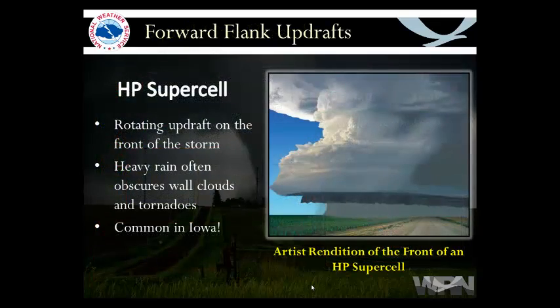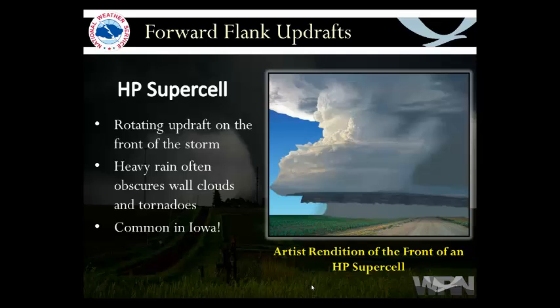Updrafts can also occur in the forward flank of the storm in a type of storm called an HP supercell, and these, remember, are when updrafts are rotating. The rotating updraft is on the front of the storm. It often includes heavy rain, which can obscure the wall cloud, and tornadoes if they are associated with this storm. They are common in Iowa and difficult for spotters to see all the details of what's going on.